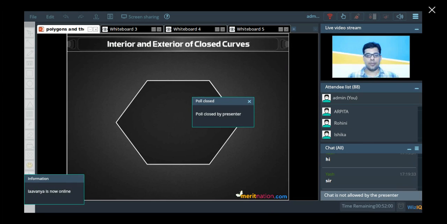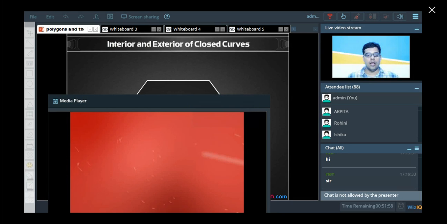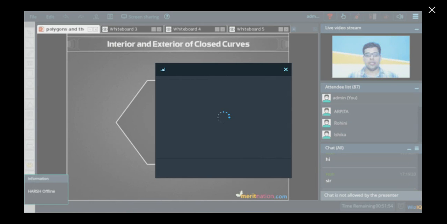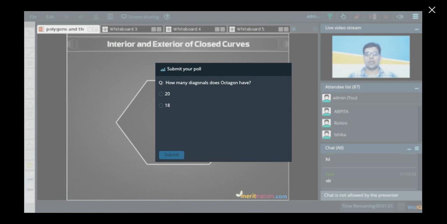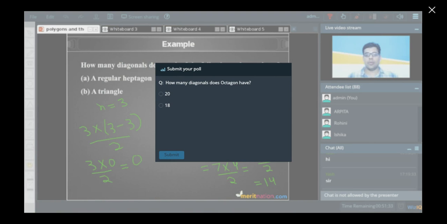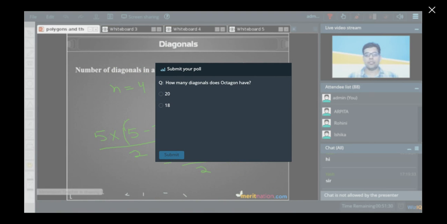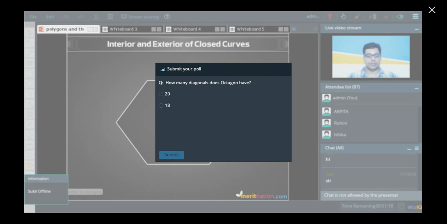Next question is to the poll. How many diagonals does octagon have? The question is, how many diagonals does octagon have? So you have 2 options in front of you, 20 or 18. We can see the formula also. Octagon contains 8 sides. And the formula is n multiplied by n minus 3 upon 2. Put n equals 8 and find your answer for this question.